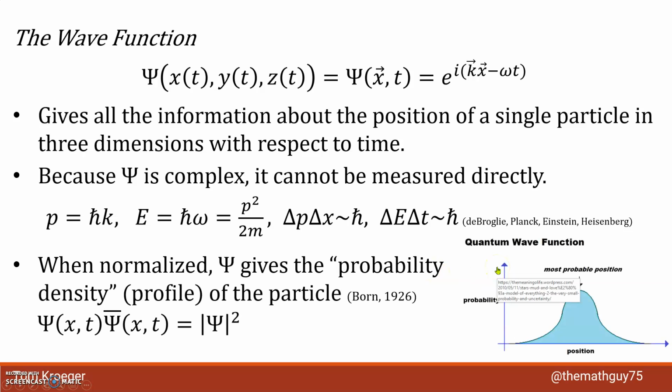When normalized, which is something we're familiar with from complex conjugates, the square of the norm actually gives the probability density, or some people call it a probability profile, of the particle, and it can be graphed similar to this or other types of wave. There's no definite form for a wave function. It can depend on lots of different things, but it gives this probability profile, as some people call it.